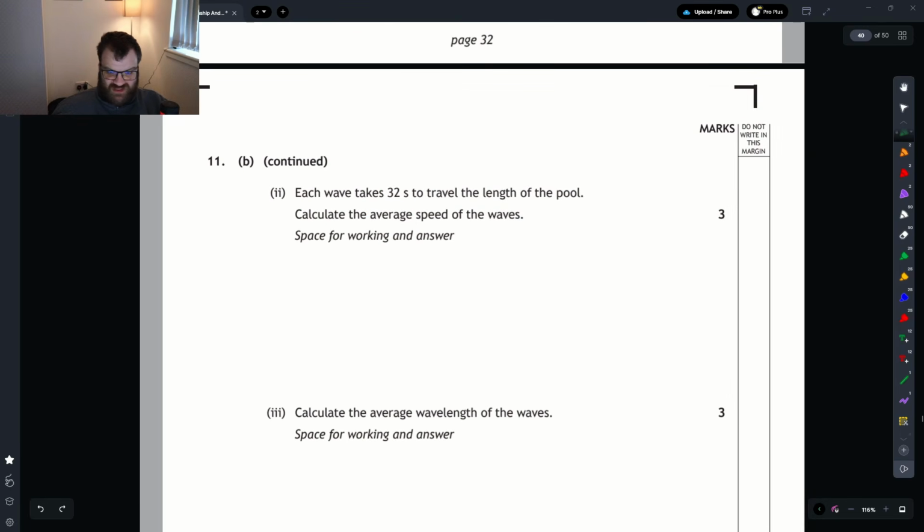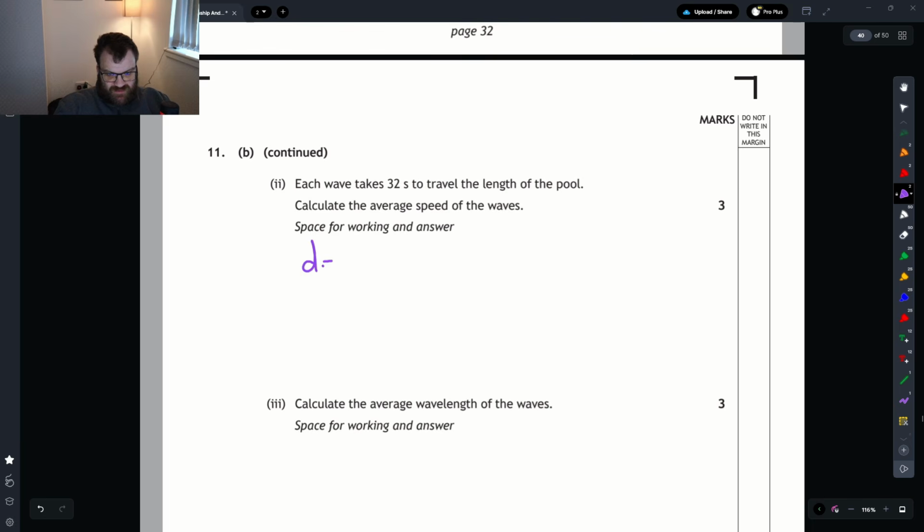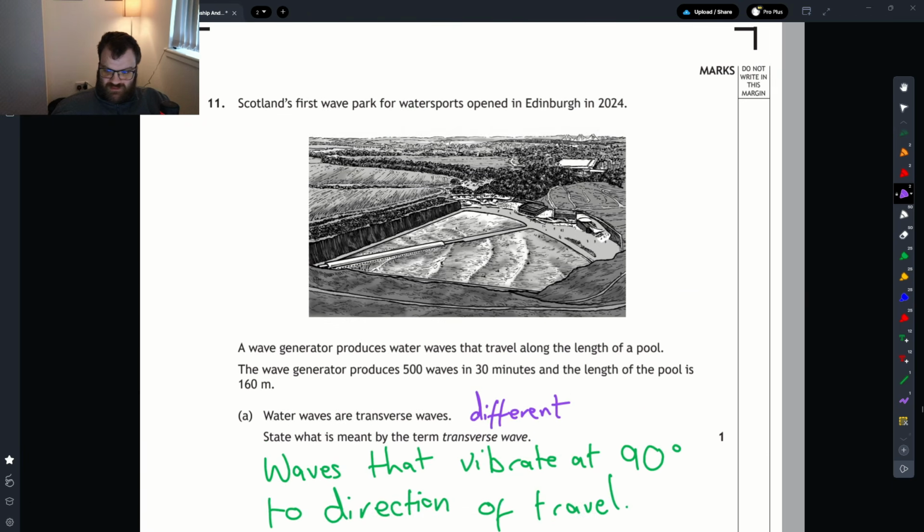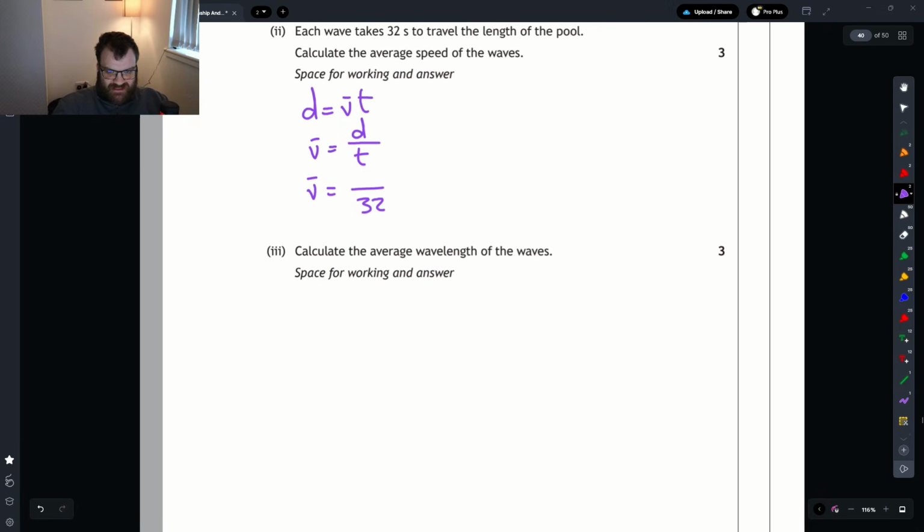Calculate the average speed. So D equals V bar T. So then V bar speed equals distance over time. The time is 32. Length of the pool 160 meters, which is 5 meters every second.